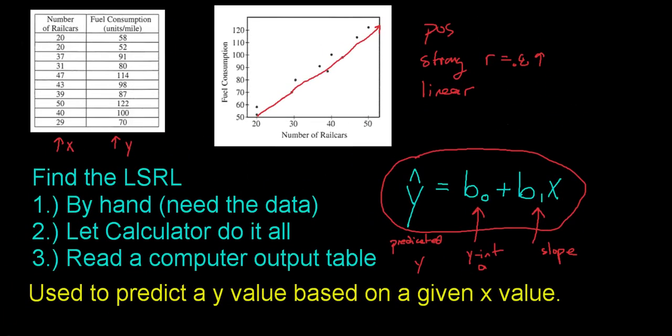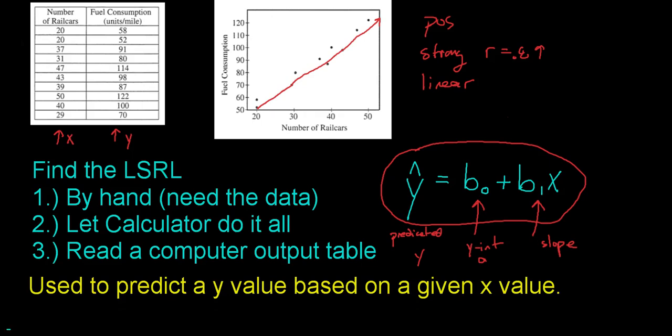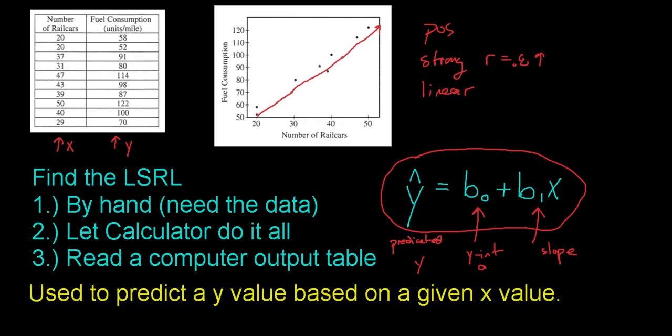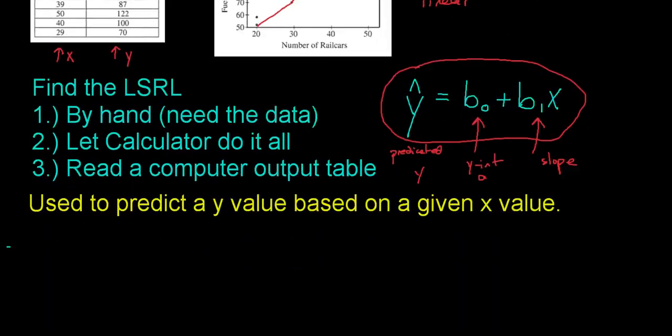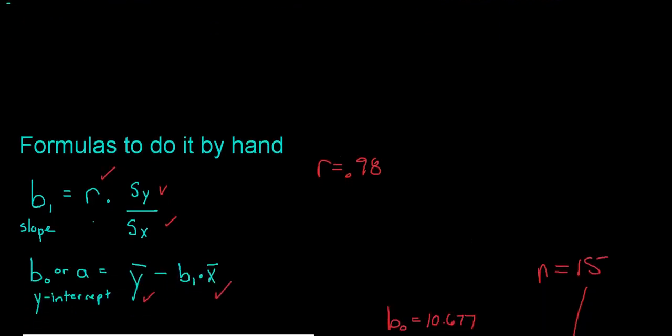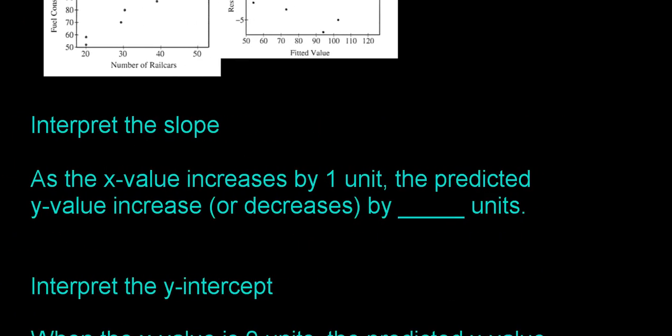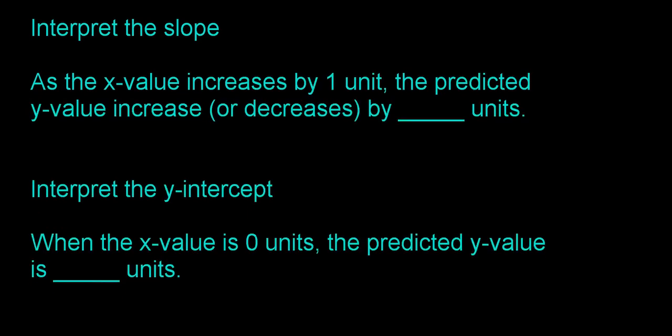What is a least squares regression line for? It's used to predict a y value based on a given x value. Please note that it does not work the other way around. You cannot take a given fuel consumption and work backwards to predict the rail cars. You just cannot do it. Algebraically, maybe you can, but mathematically, by the statistics of it all, it does not work that way. All right, sorry, got a little bit off there on my screen.